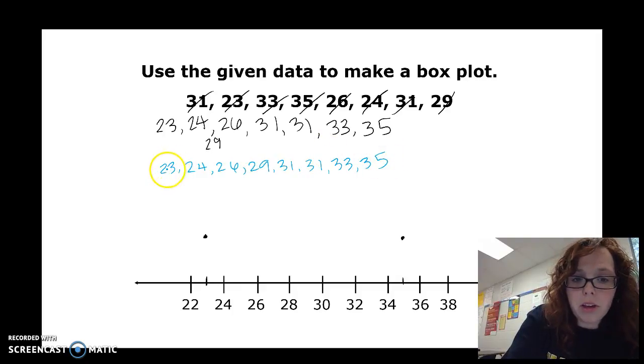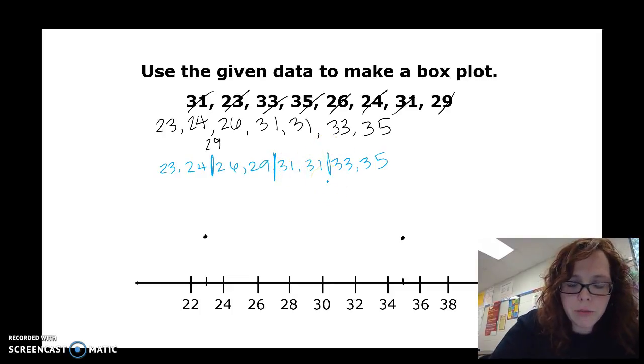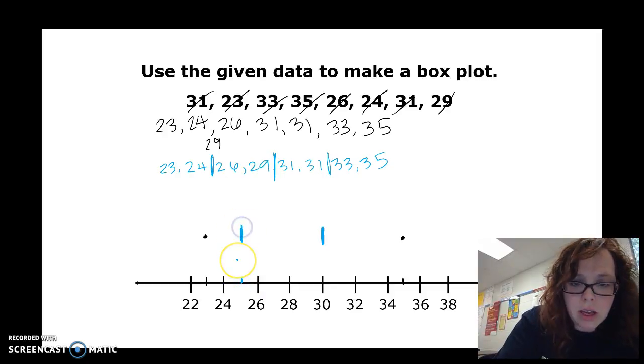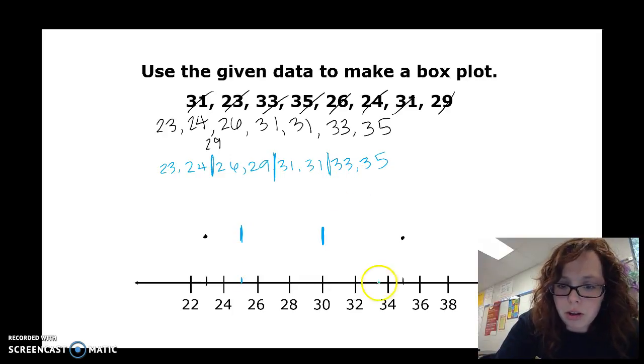So between the 4th and the 5th, so 1, 2, 3, 4, 5. And then half of these, so between the 2nd and 3rd, here, and 1, 2, 3, here. So I'm looking for 30 to be my median. Then my first quartile is half of the first half of data, so that's between 24 and 26. So that's going to be 25. And then between 31 and 33, so that's 32.